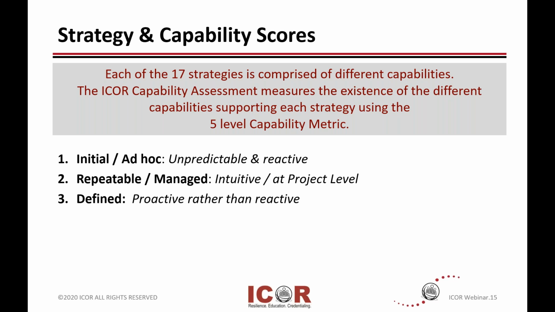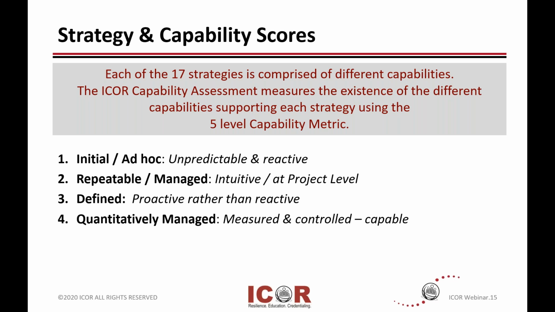The mid-level is where you've defined it and you're actually being proactive. So you might have some plans in place, some ways that you're doing things. It's moved from a reactive level to a proactive level. And then level 4 is where I feel like you're becoming competent, or capable. The word quantitatively managed is important because it means you're measuring. So you're not just putting things into place, but you're actually measuring and figuring out how they work. And then finally, at the very top, is when it just becomes part of what you're doing.